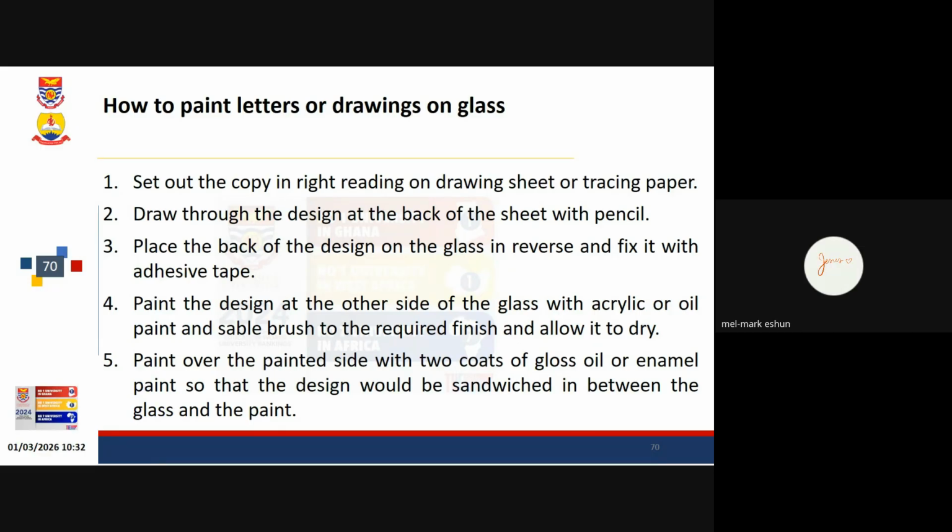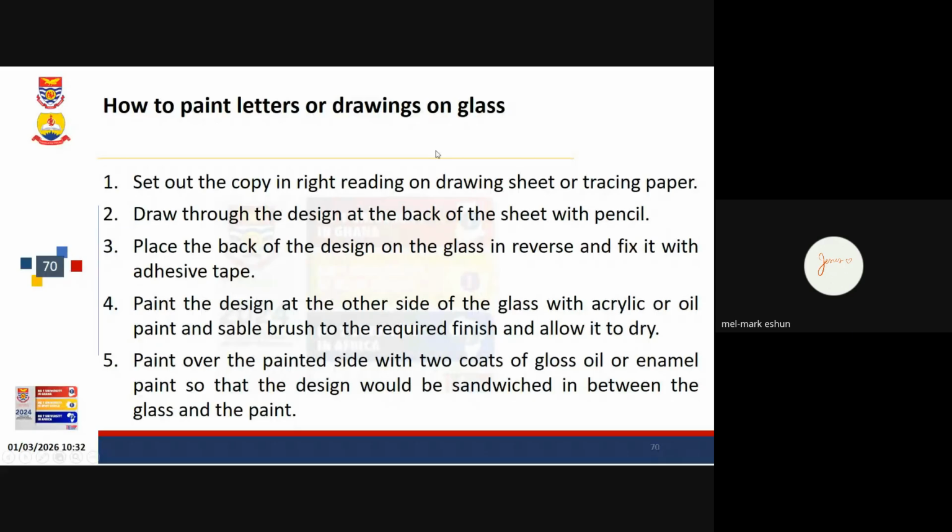So where are we? We are at how to paint letters or drawings on a glass. So let's go. Step 1 says set out the copy in right reading on drawing sheets or tracing paper. 2 says draw through the design at the back of the sheet with pencil. Number 3 says place the back of the design on the glass in reverse and fix it with adhesive tape.